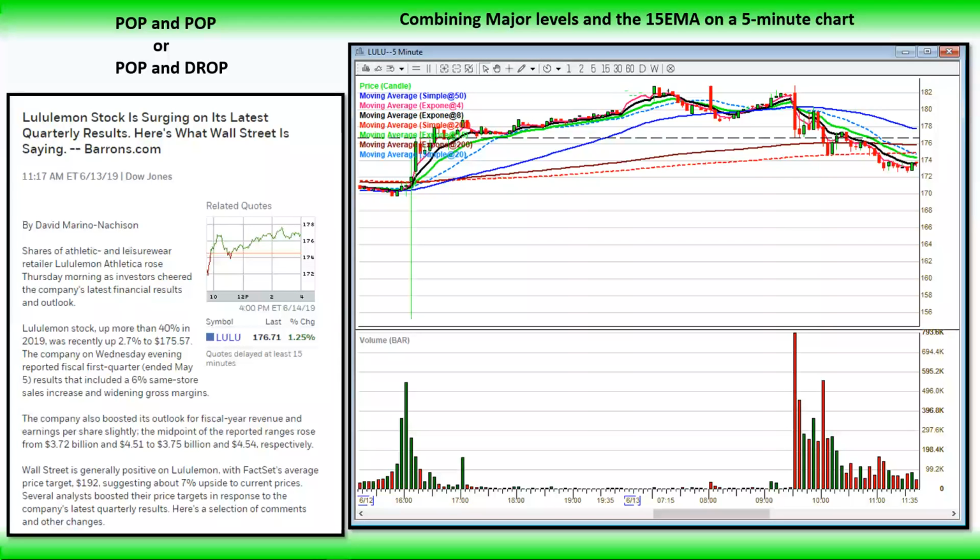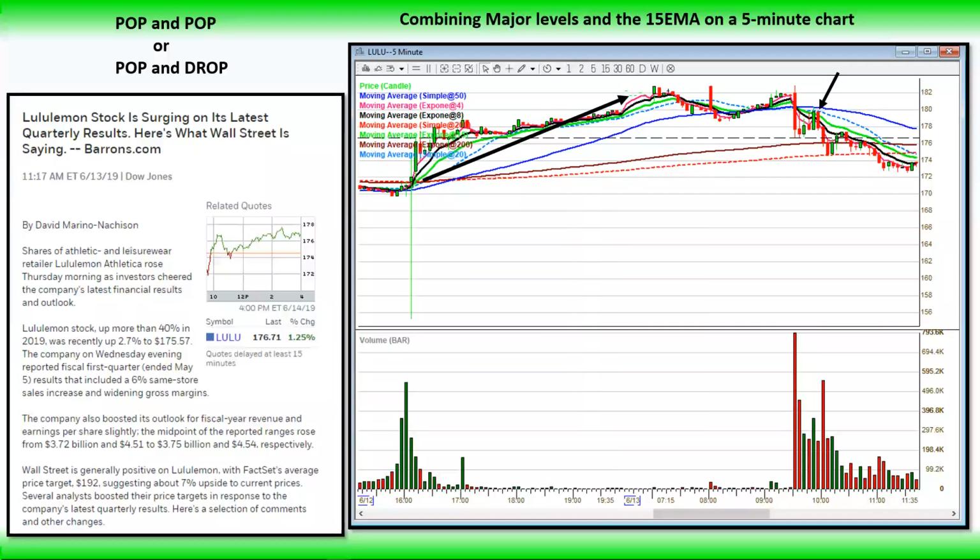So I'm going to show you how I used everything I just taught you to map out this trade for you in the Whisper. So Lululemon went up the night before. Amazing earnings, okay? Now the 15 EMA on a 5-minute chart. Okay, this is when I use a 5-minute chart. The 15 EMA is in lime green.